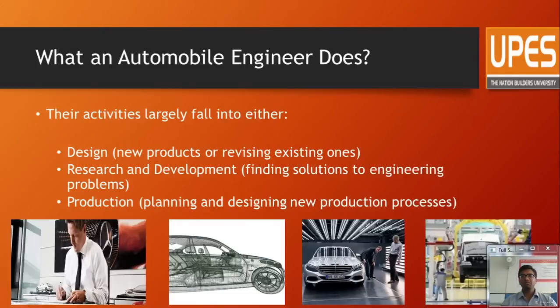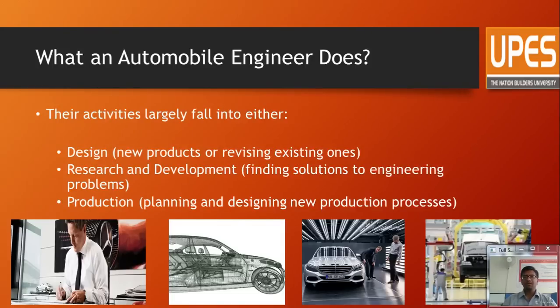Now, if you become an automobile engineer, what are you going to do for the industry? That is the important aspect. Basically, you can work in 3 different categories. You can either work as a design engineer for the industry, you can work as a research and development engineer, or you can work as a production engineer who can plan and design the new production processes for the industry.